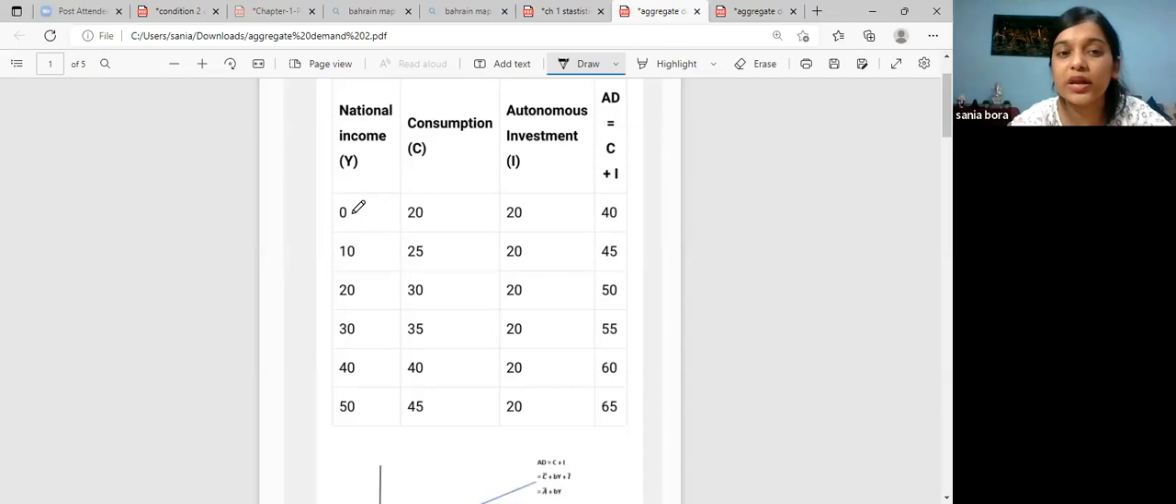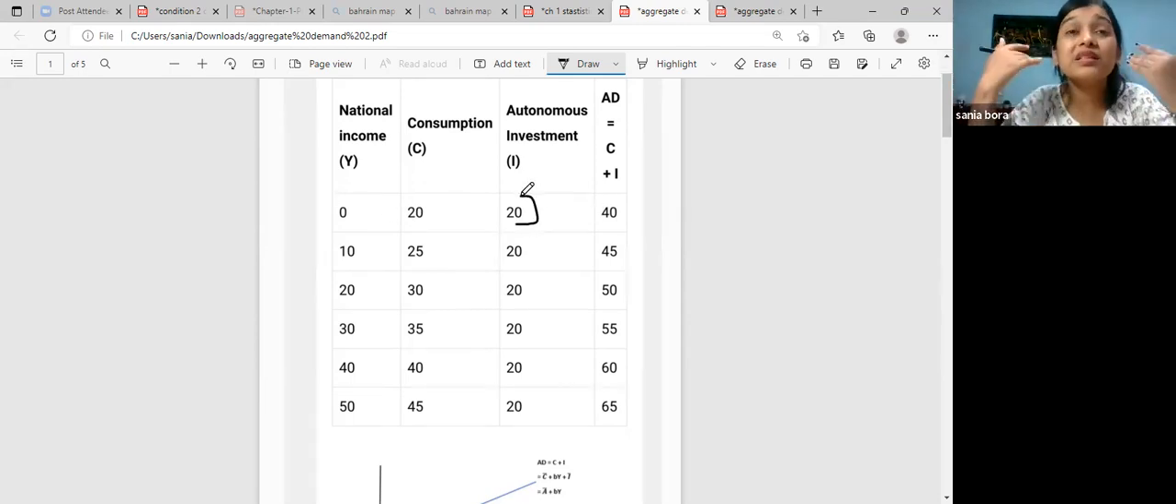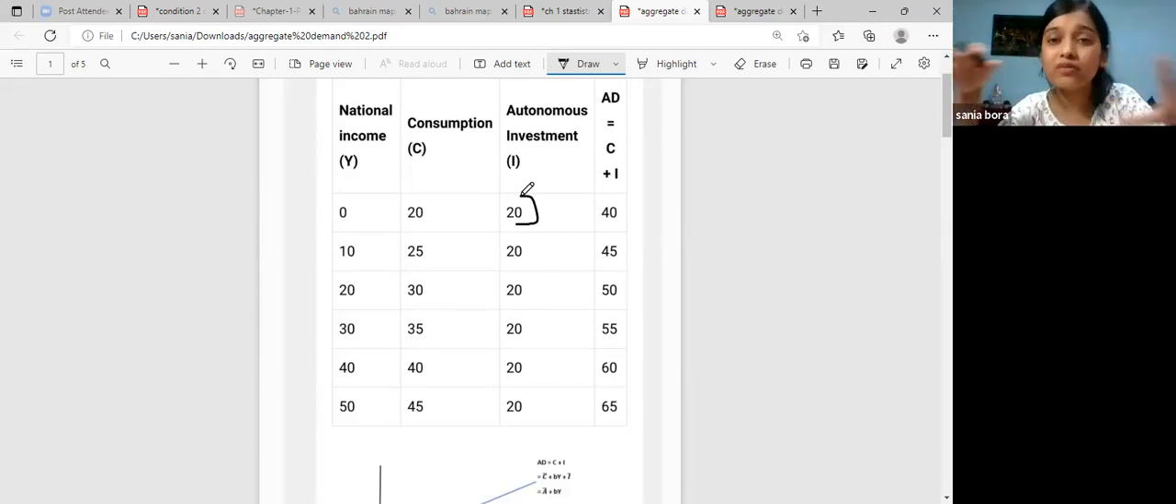You can see your national income is 0, then 10, 20, 30, 40, and 50. It is increasing, right? As your income increases, your consumption will also increase: 20, 25, 30, 35, 40, and 45. But your investment, for example, you invested 20 rupees. Autonomous investment remains the same throughout, whether your income is 10, 20, 30, 40, 50, whatever it is. It won't be changing anywhere. So 20, 20, 20, 20, 20.